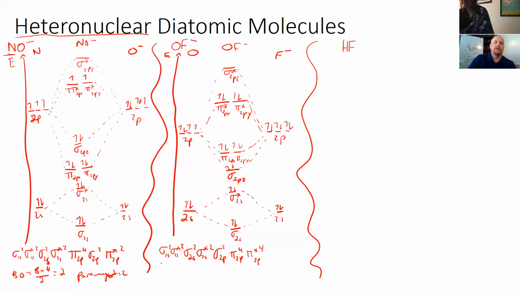For the bond order on this, you'll have 2, 4, 6, 8 bonding electrons minus 2, 4, 6 antibonding electrons divided by 2 gives you a value of 2. And there are no unpaired electrons, so this is purely a diamagnetic compound.